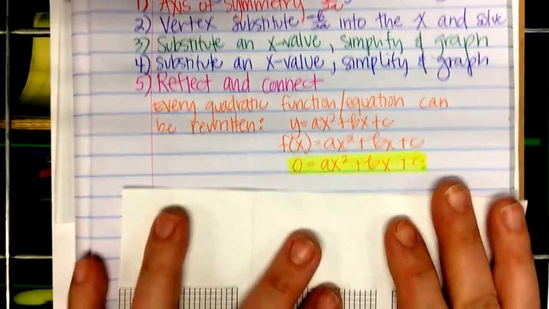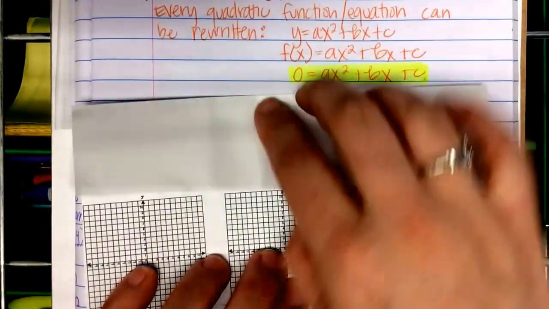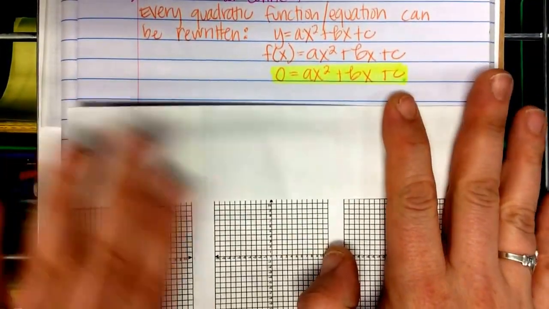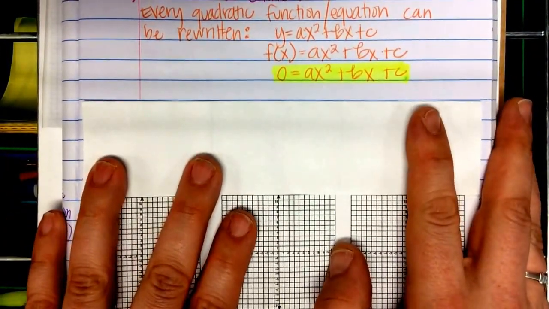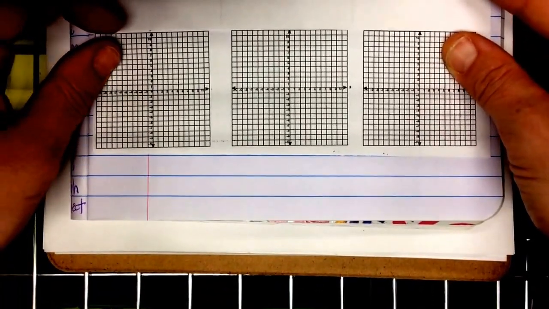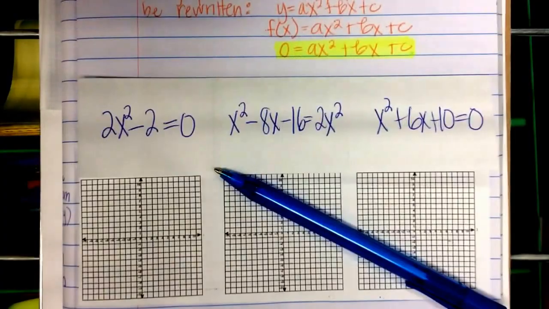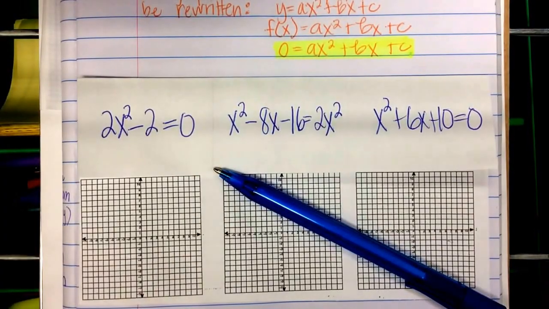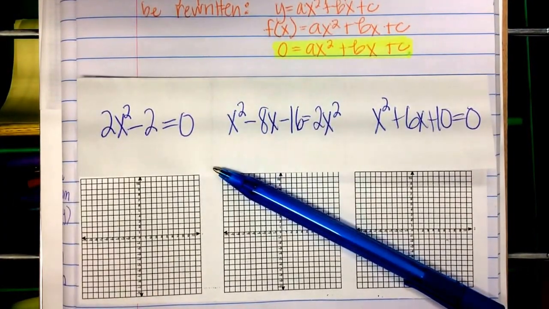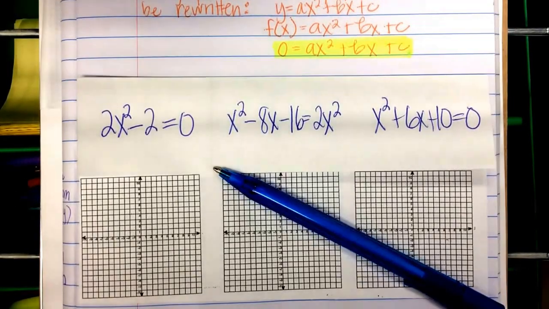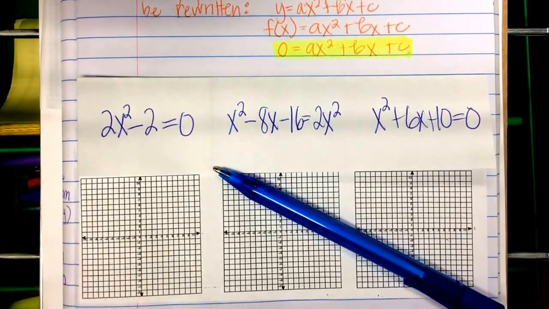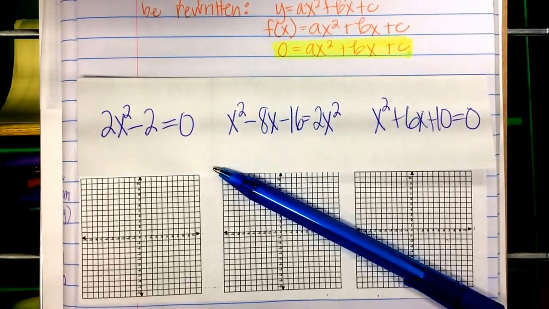All right. Fold on the dotted line and glue into your notebook. So once you have your graph glued in, or your graphs glued in, we have 3 examples we're going to work through.